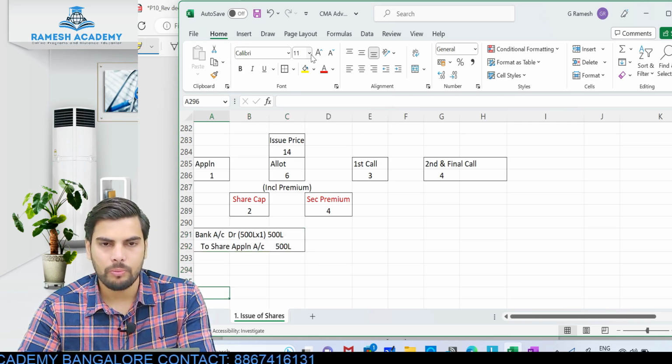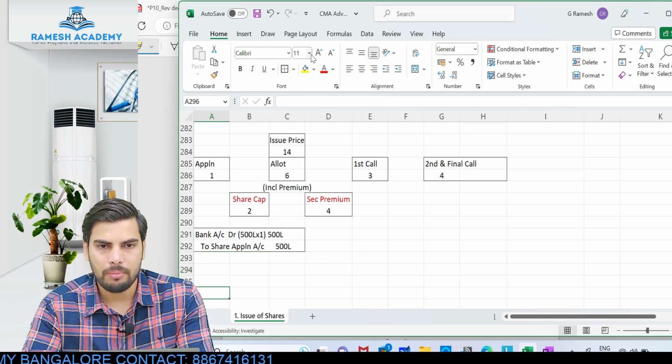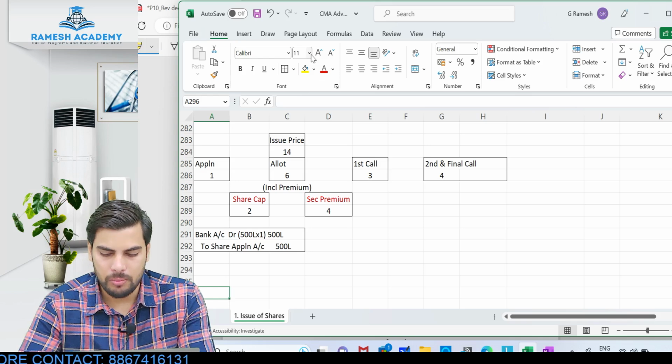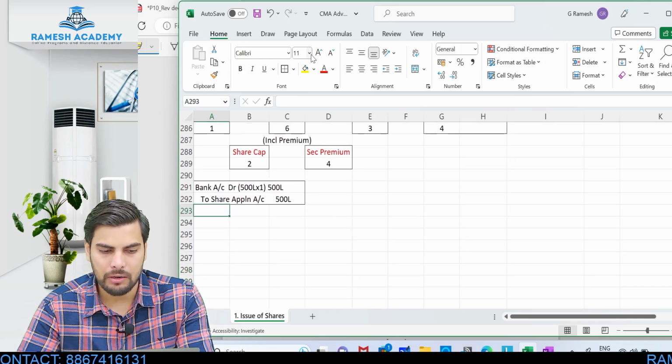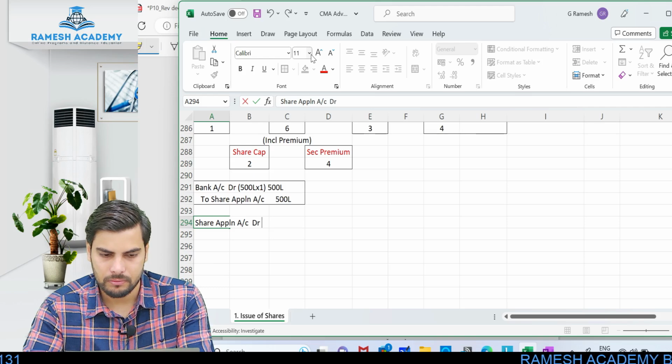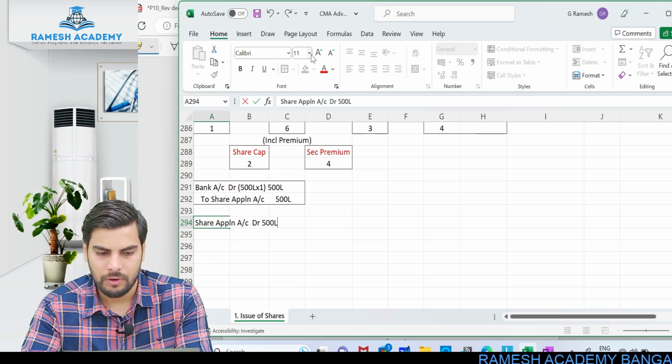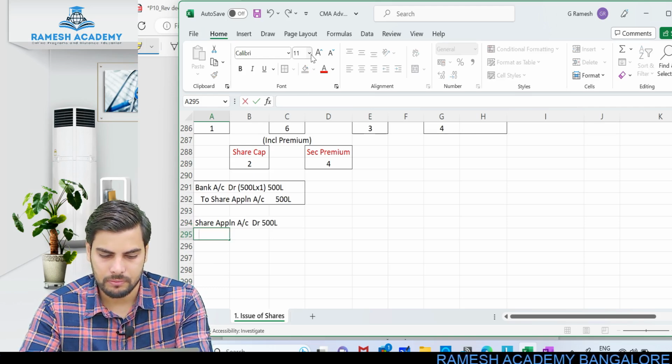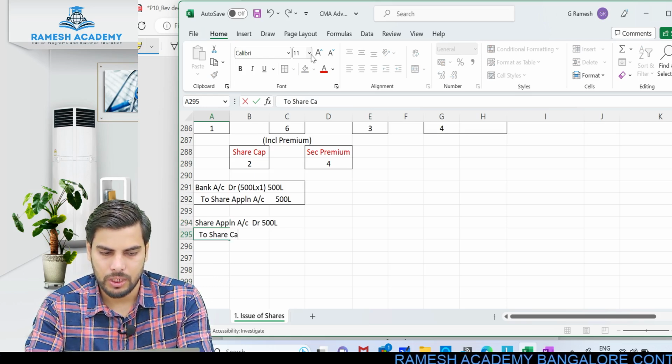The next thing would be, what am I supposed to do with this application money? Don't you think this has to be transferred to share capital? So what will be the next entry when I'm transferring this 500 lakh to share capital? The entry would be like this: share application account debit 500 lakh to share capital.